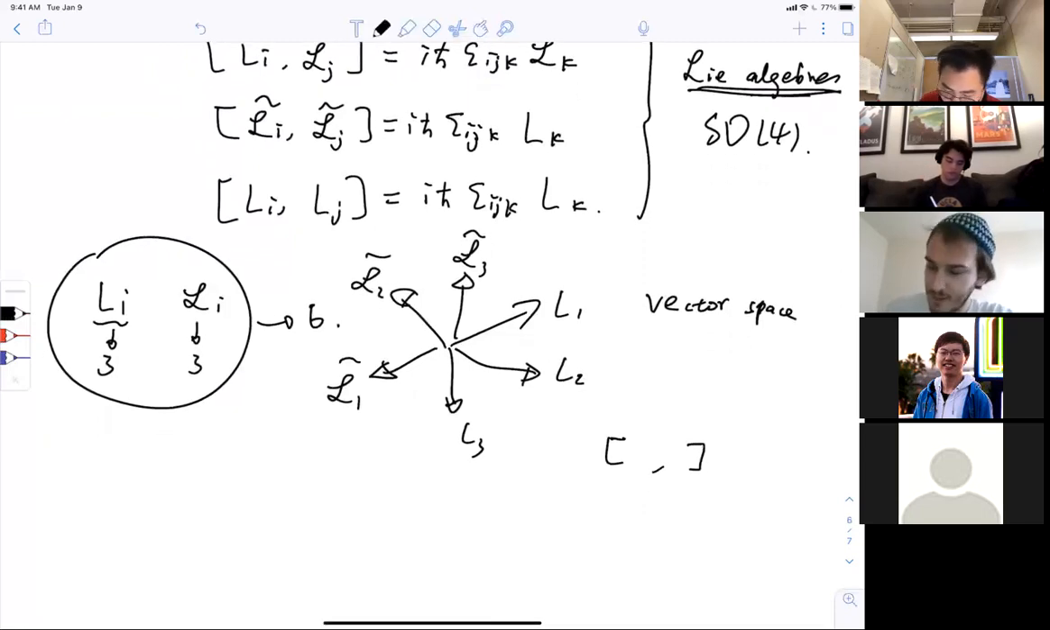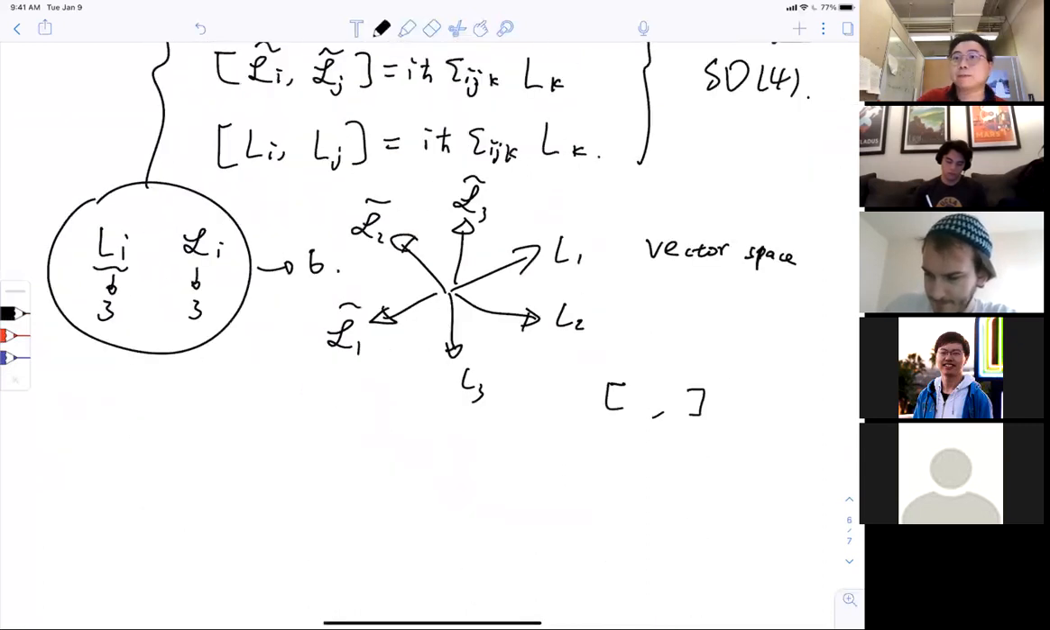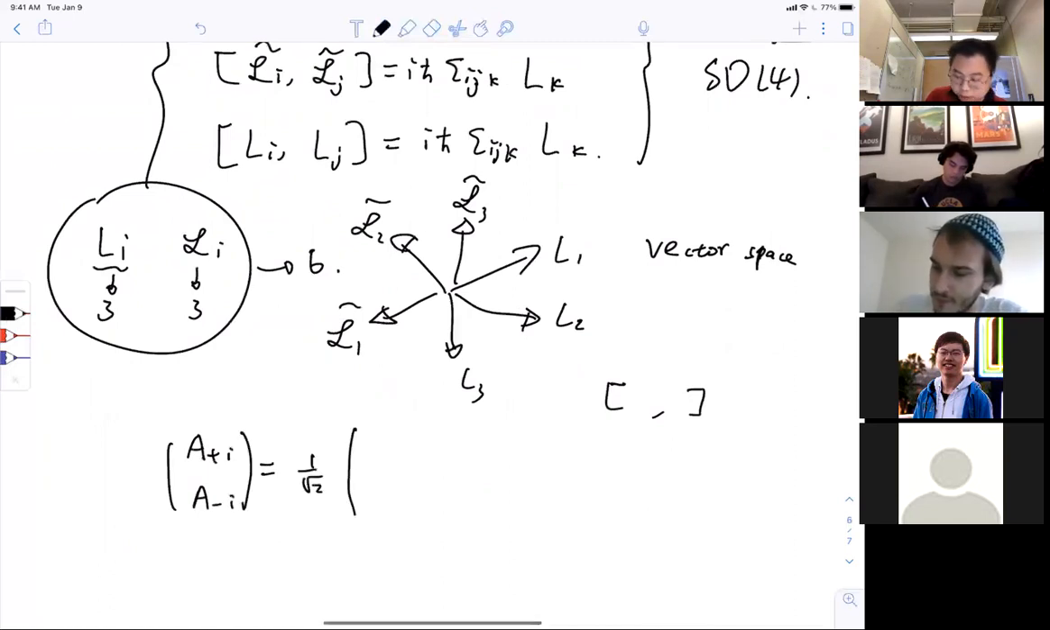In this case, to further simplify this kind of algebra, we do a rotation. Basically, we redefine the basis of this vector space. I just follow the convention.